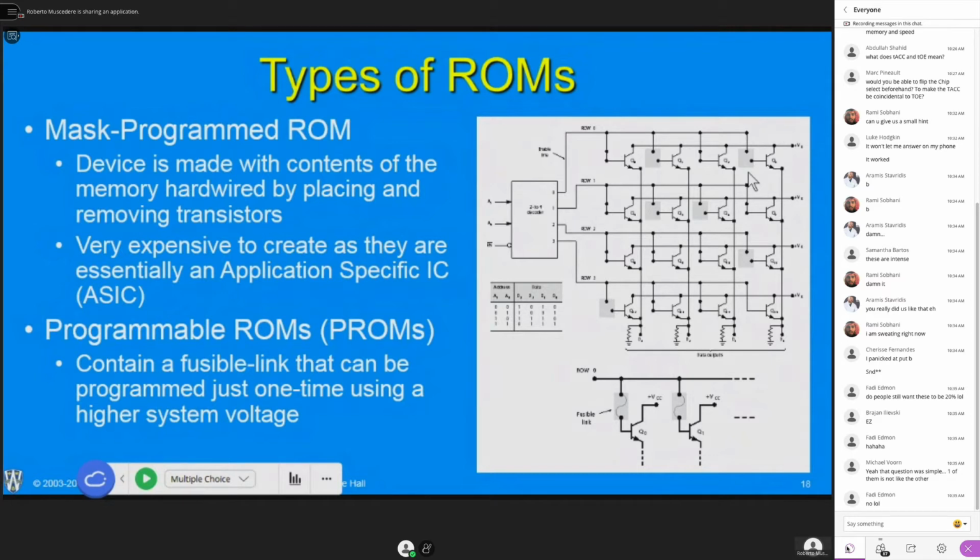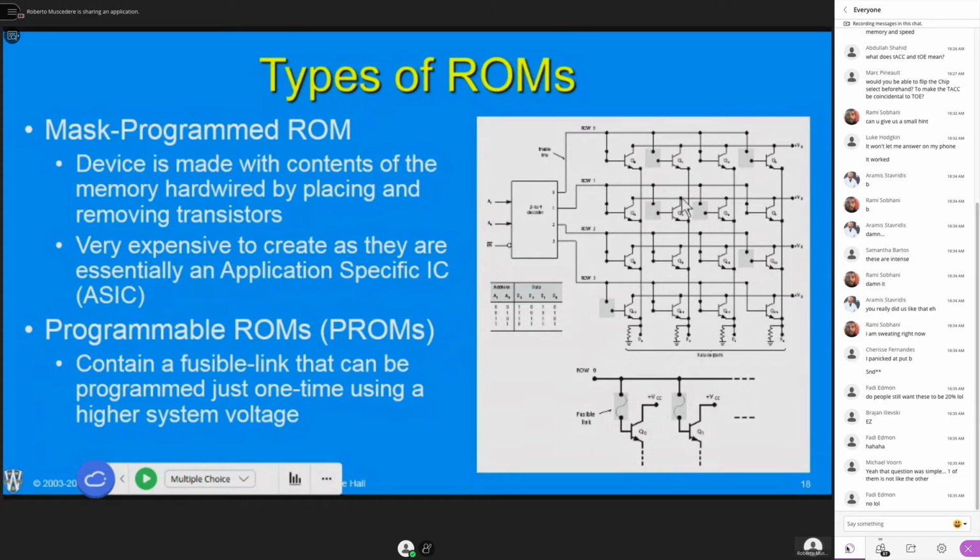However, it's costly. So unless I'm selling over 100,000 of whatever I'm building, this doesn't make sense, whereas the other option does. So how can we make this cheaper, but for lower quantities? As time progressed, they came up with something called programmable ROMs, or PROMs. So these devices, when they're built, can contain a fuse.